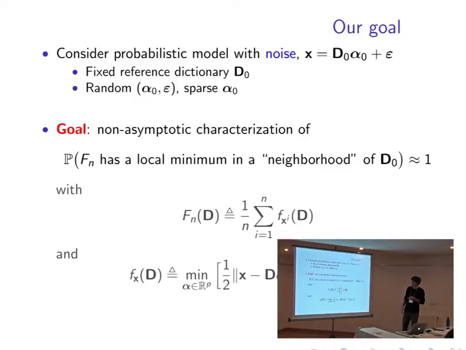For convenience, I just remind you of the definition of the function f of n that's going to be central throughout my talk. It's the average of the sparse coding function for a single signal.